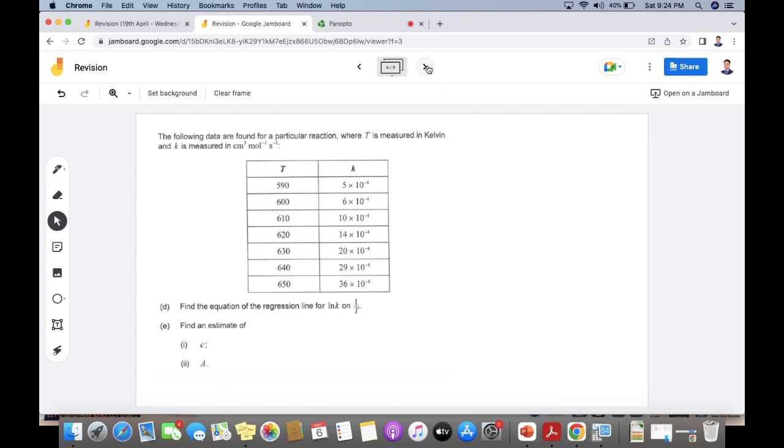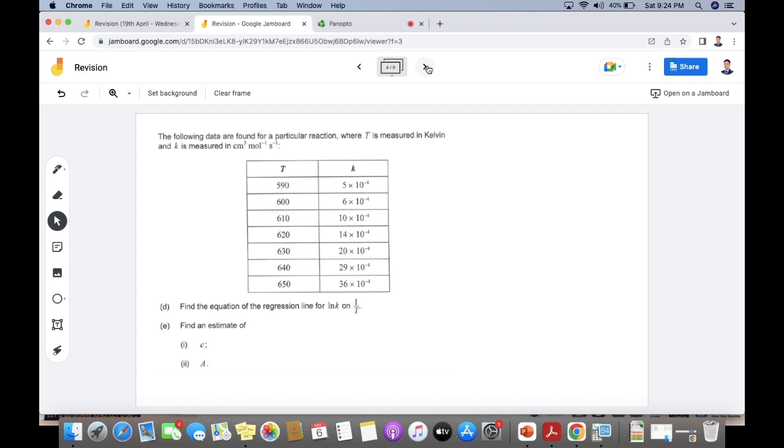So for the next one, you are given a table. It says the following data are found for a particular reaction where T is measured in Kelvin and k is measured in this particular unit. So I'm not really familiar with this one. Okay, so we are going to find the equation of the regression line for ln k on 1 over t.